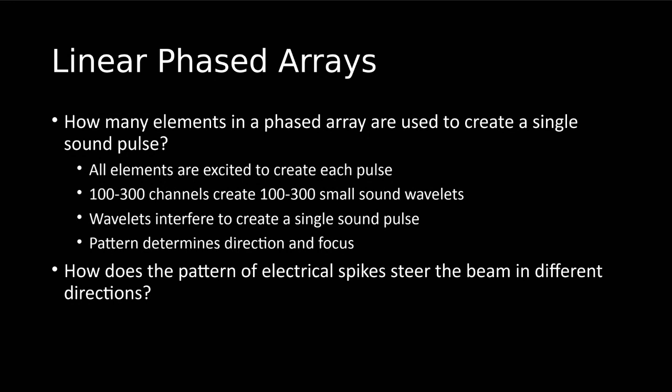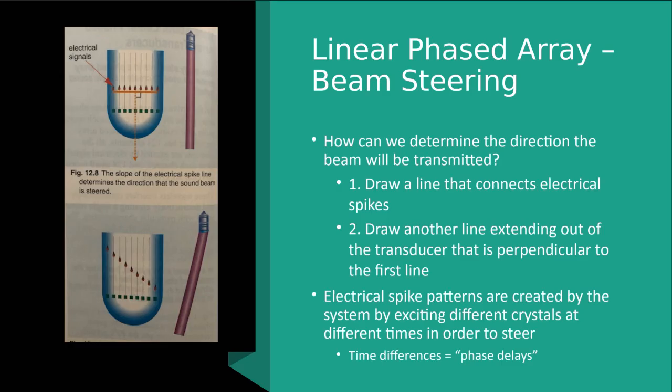Now I should say this sound pulse is pretty large, because we have 1 to 300 smaller waves creating it. So this unified single pulse that's coming out of the transducer, the way that we excited those elements and the pattern in which we excited those elements is going to determine which direction we want that sound pulse to take, and how it's going to be focused. So let's talk about steering first. How can we determine the direction that a beam is going to be transmitted?